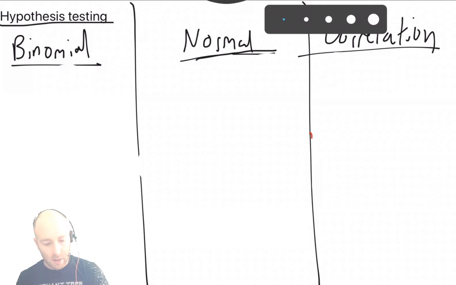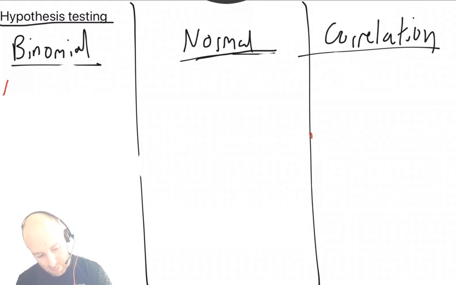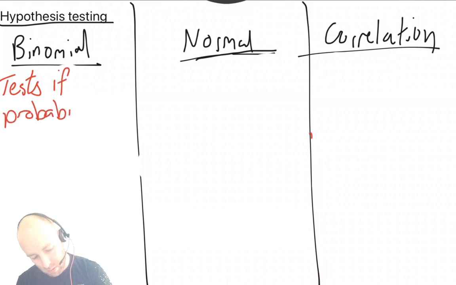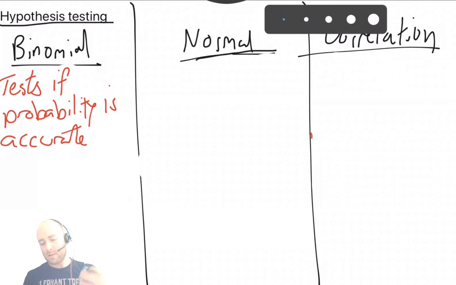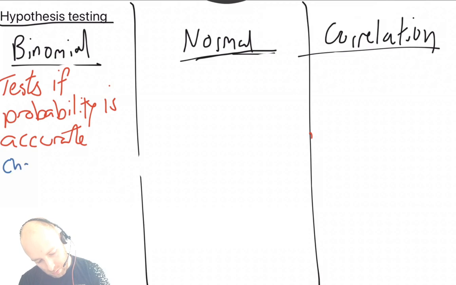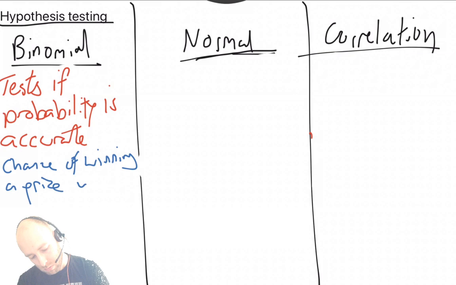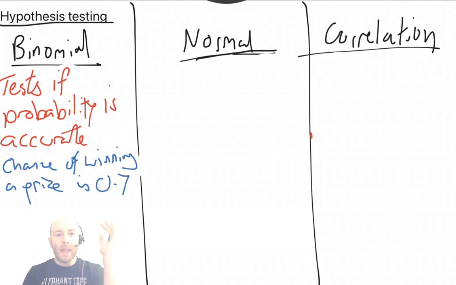Cool. So yeah, let's write that down. So it tests if probability is accurate. So if they told you the chances of winning a prize was 0.7, then we'd be testing, well, is the chance of winning a prize 0.7? I've taken this sample, I won this many times. Does that fit with this probability?